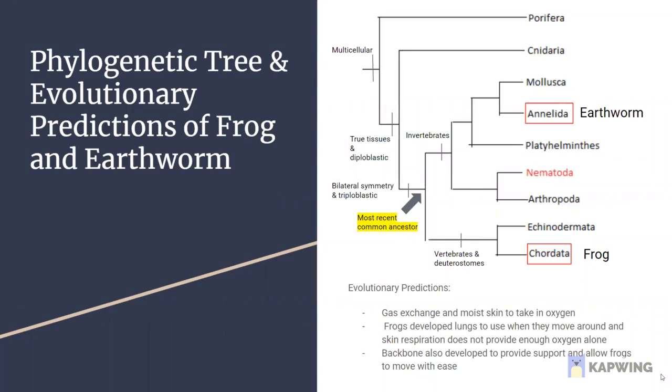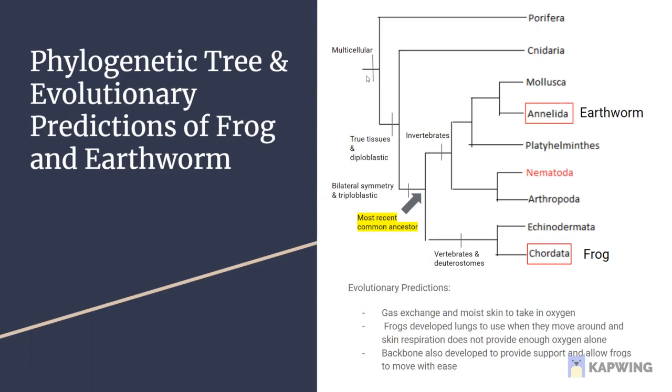So this is the phylogenetic tree as well as the evolutionary predictions of the frog and the earthworm. You can see that the earthworm is located here since they are annelids, and the frogs are located here on the tree because they are chordates. And this arrow points to the most recent common ancestor between the frog and the earthworm, and the dashes include some of the features of both the earthworm and the frog.